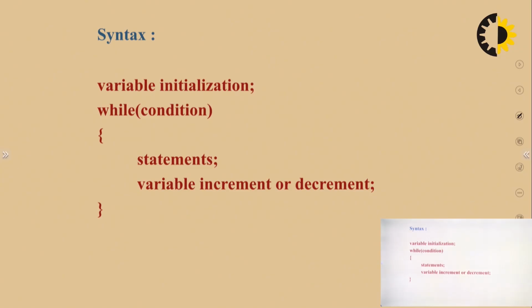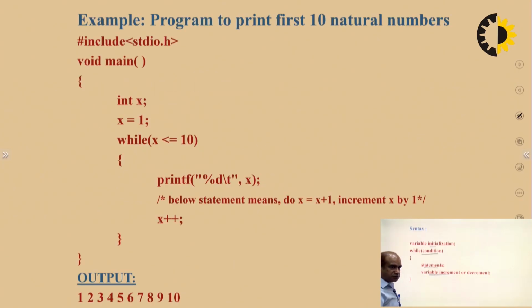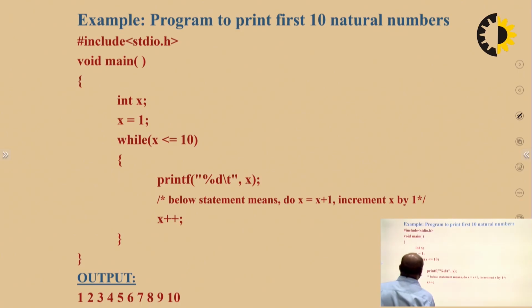So this is the syntax for the while loop. Variable initialization is the first part. Here the condition checking will be there. Then variable increment or decrement operation will be there, and the statements within the body will be executed. So here what is going to be seen? We assign the value of x equal to 1. If x is less than or equal to 10, we print x. Below that, each time the value of x is incremented. So what will I see? Values 1, 2, 3, 4, 5 up to 10.